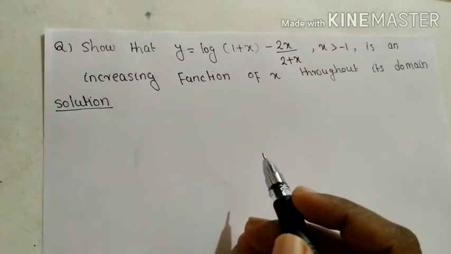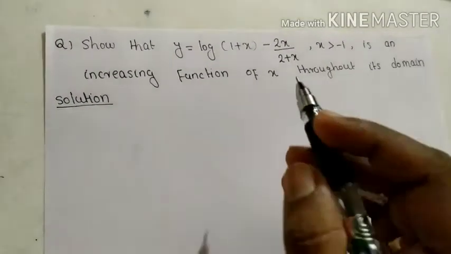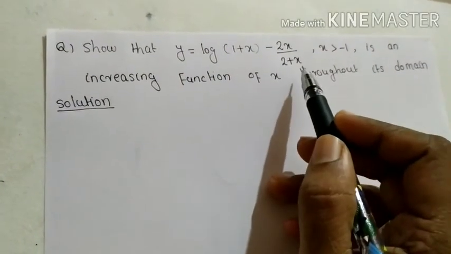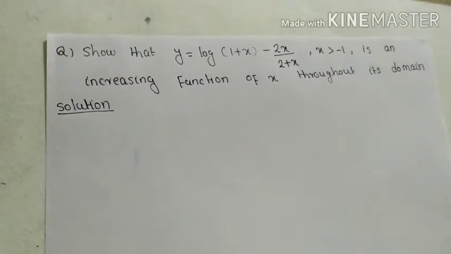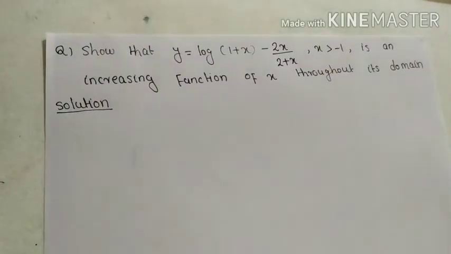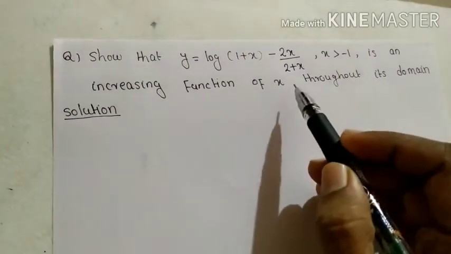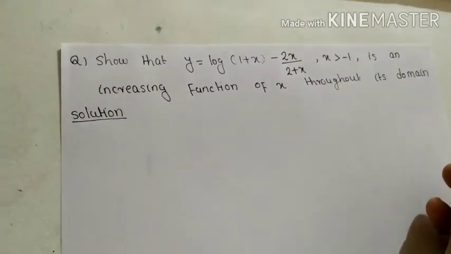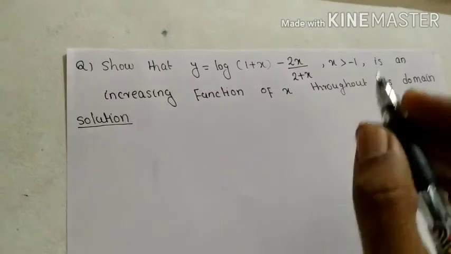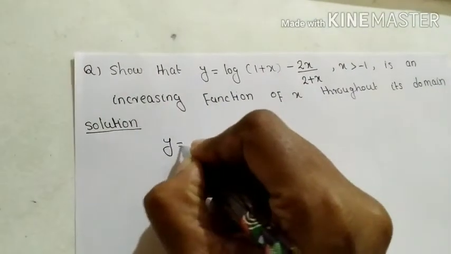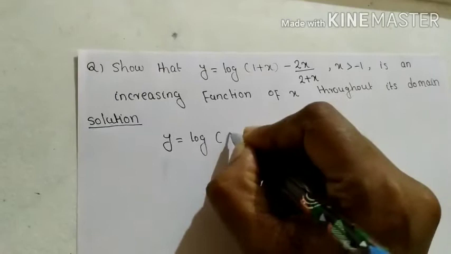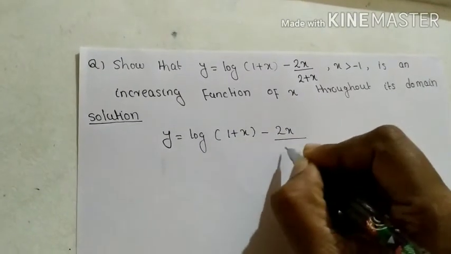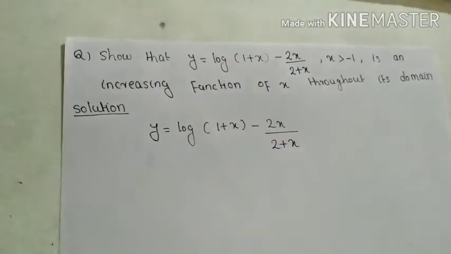Hi students, this is our first question. Show that y equal to log of 1 plus x minus 2x divided by 2 plus x, where x greater than minus 1, is an increasing function of x throughout its domain. So let's start the solution of this question. Given that y equal to log of 1 plus x minus 2x divided by 2 plus x.